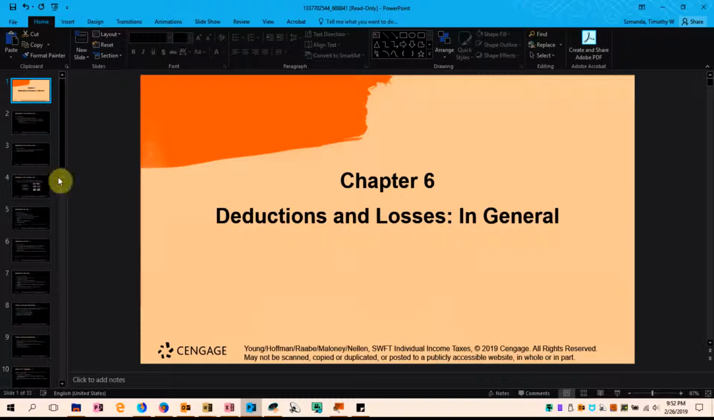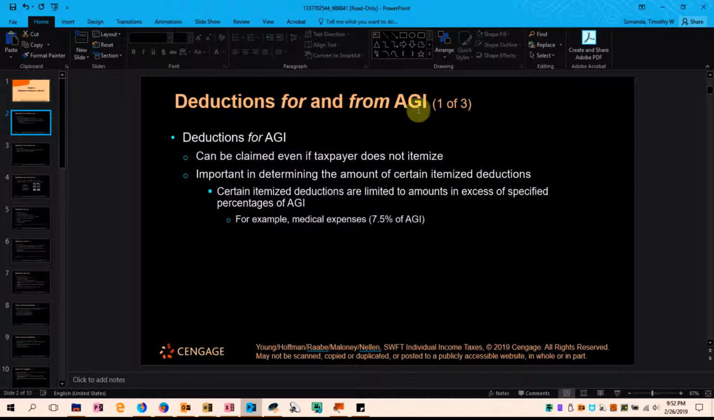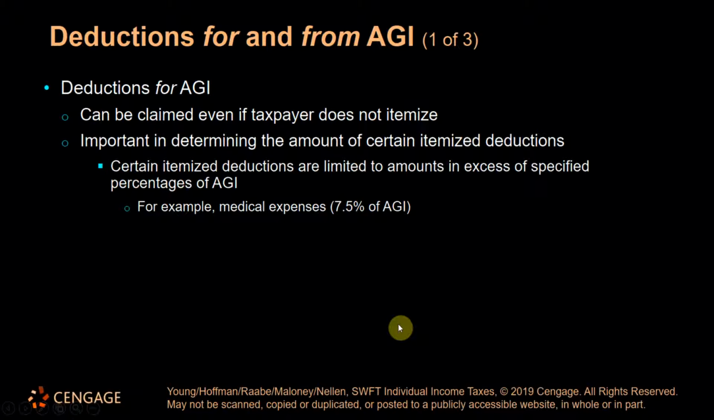All right, so before we get to that, let's take a look at certain deductions we know are deductible for AGI. Those are far more beneficial because they reduce the adjusted gross income, which of course impacts deductibility of itemized deductions as well as certain credits. So we know that deductions for AGI are more valuable.